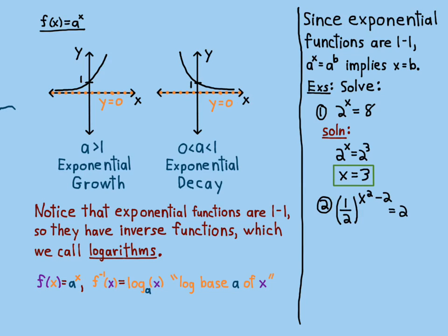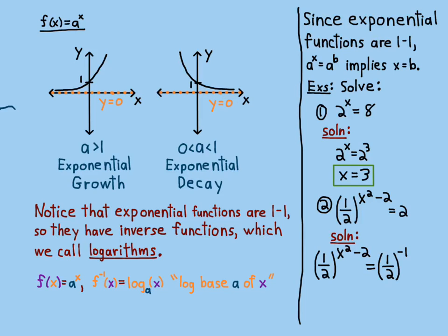It's another example. (1/2) to the x squared minus 2 power equals 2. Well, I want to write 2 as a power of 1/2. Or I could write the 1/2 as a power of 2, either way. But I wrote 2 as the reciprocal of 1/2. So it's 1/2 the whole thing to the minus 1 power. So now the bases are the same.